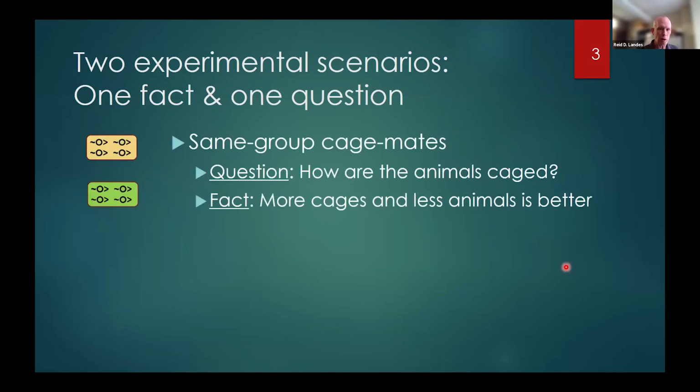The first experimental scenario is where we have same group cage mates, where you have group housing and all the animals in the cage are in the same group. I want to give you a motivation of why it's important to ask, how are those animals caged? And then I'm going to show you some data and give you just some statistical facts that more cages and fewer animals is better than fewer cages and more animals per cage.